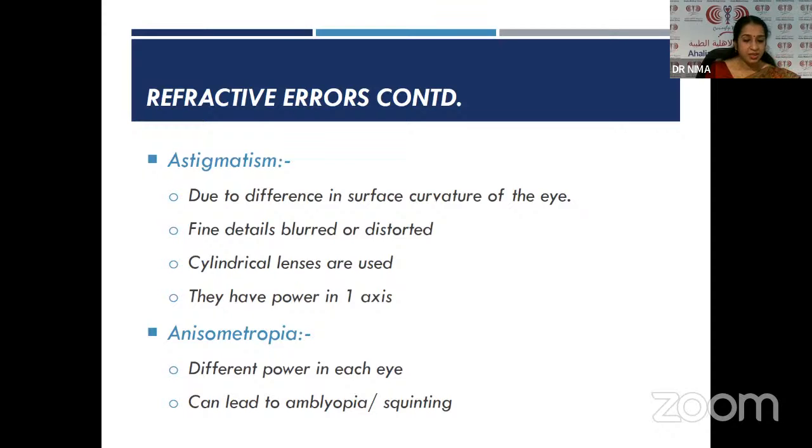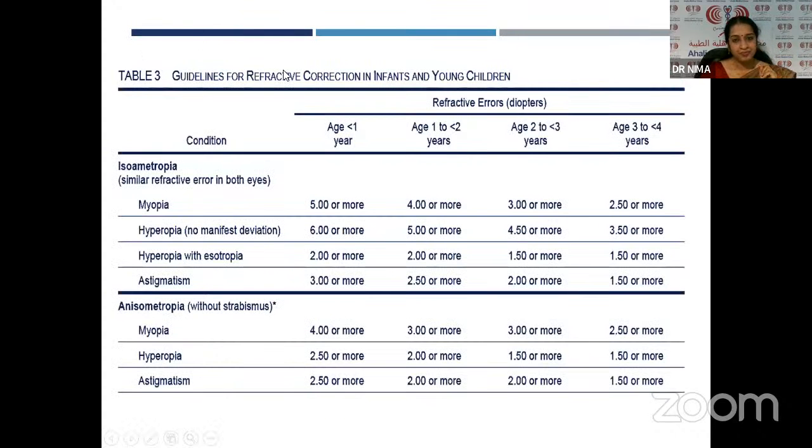And some cases can go for squinting, because since the child is able to see with one eye only, the brain will interpret the image from one eye only, and the blurred image from the other eye will be suppressed by the brain. So that can lead on to amblyopia. So that is the importance of anisometropia, and early detection will help in preventing the lazy eye. So these are a few guidelines for the refractive corrections in infants and young children.